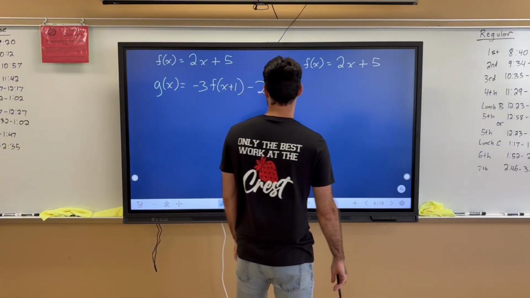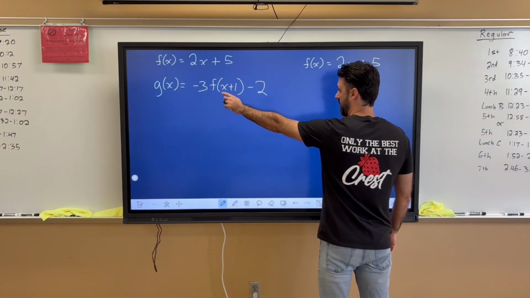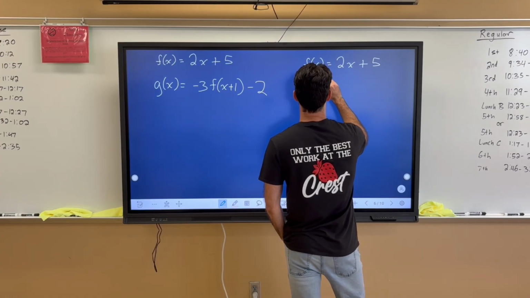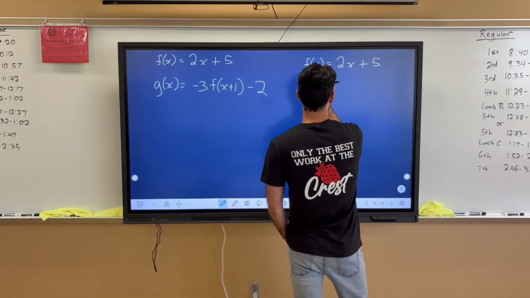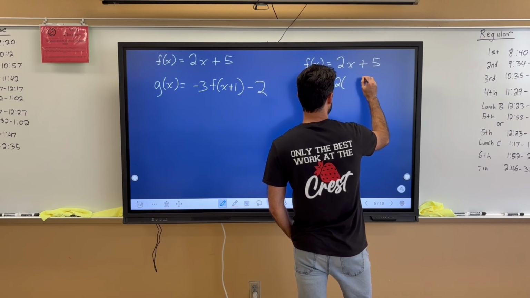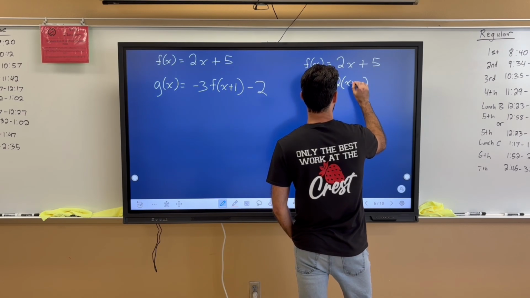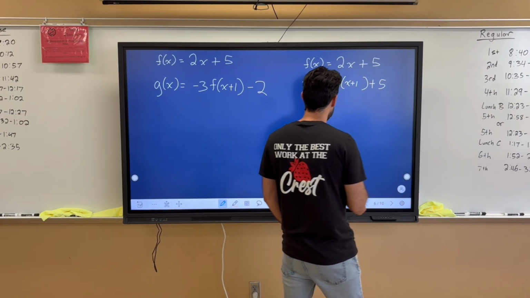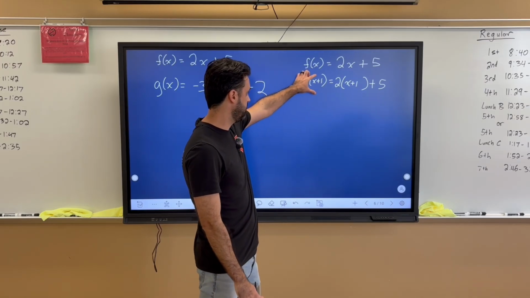All right, so off to the side, I'm first going to start off by figuring out what f of x plus 1 is. F of x plus 1. Well, again, that x plus 1 just gets plugged in for the x's, so instead of being 2 times x, now it's 2 times x plus 1, and we still have that plus 5. Now, this is f of x plus 1.